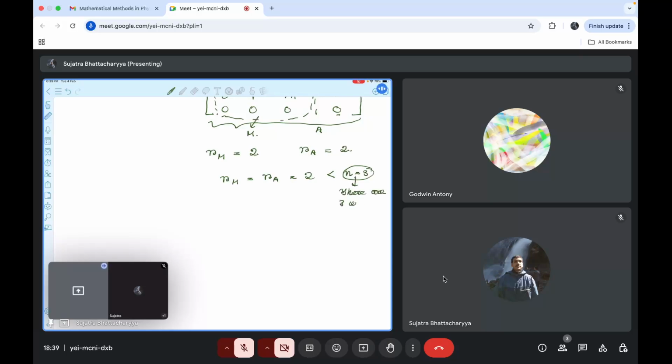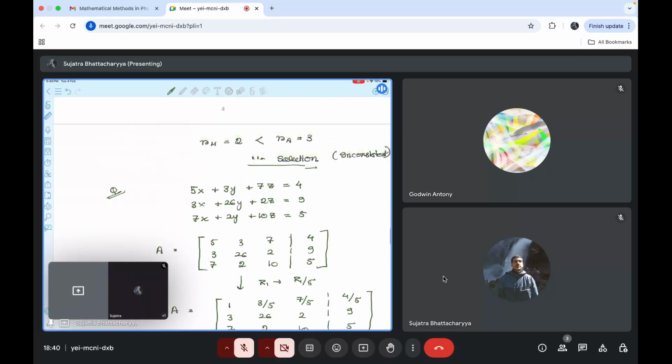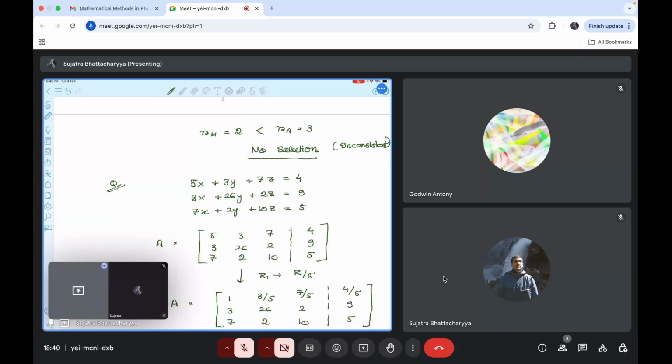That is, there are three unknowns, which are x, y, and z. So there are three unknowns, but the rank of the matrix as well as the augmented matrix comes out to be 2. This gives you that it will be a case where you will have infinitely many solutions.